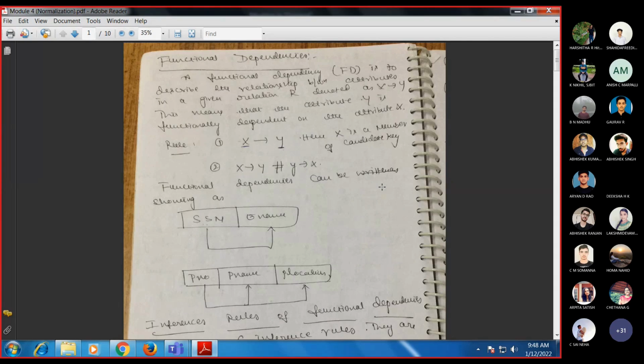Design guidelines. The first one is the semantics of the attribute, and the second is reducing the redundant values in a tuple, reducing null values in a tuple, and disallowing the possibility of generation of spurious tuples. These are the four design guidelines for designing any database, or a good relational schema.